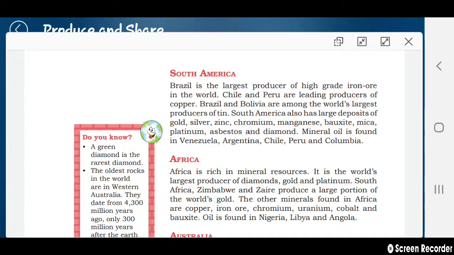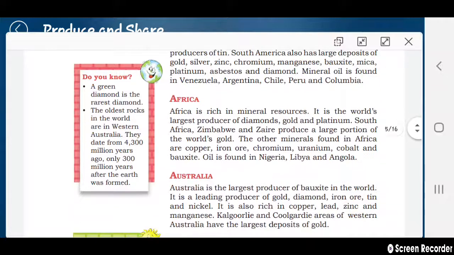South America also has large deposits of gold, silver, zinc, chromium, magnesium, bauxite, mica, platinum, asbestos and diamond. Mineral oils are also found in places like Venezuela, Argentina, Chile, Peru and Colombia. This is about the minerals and metals found in South America.